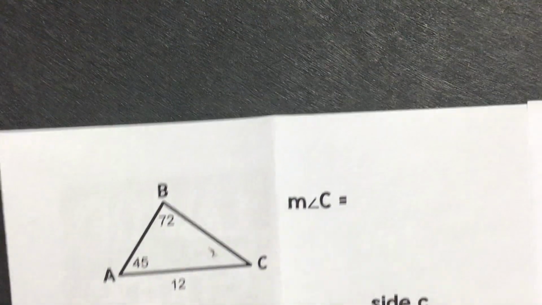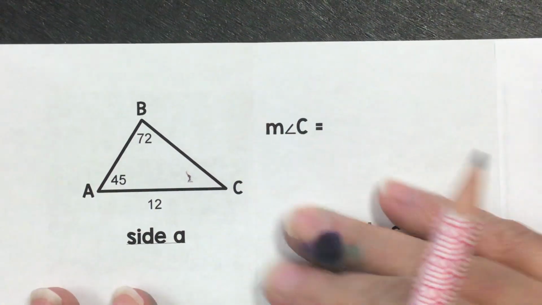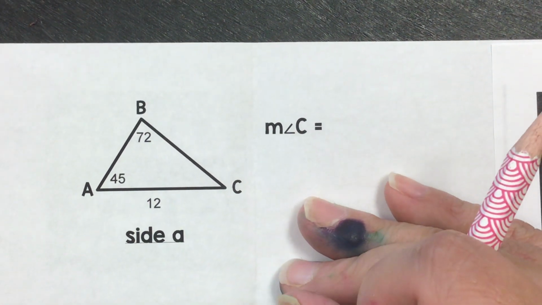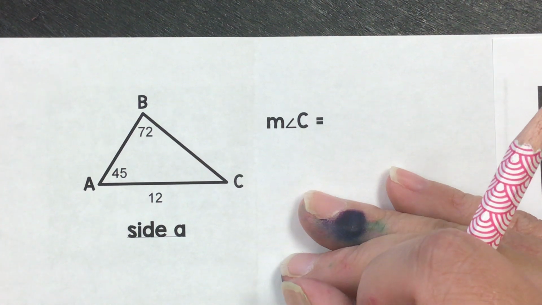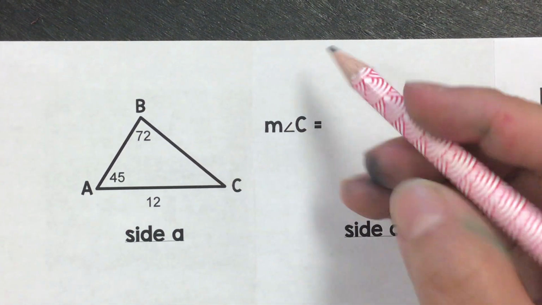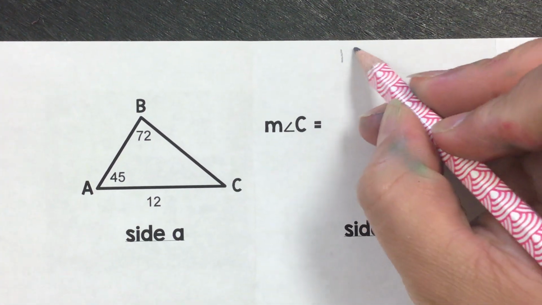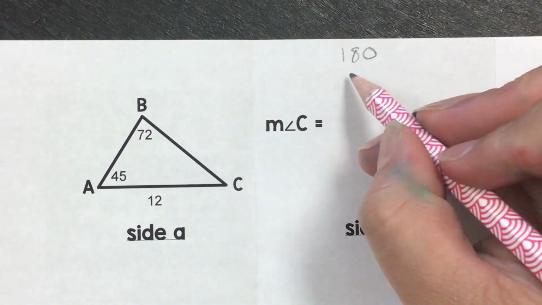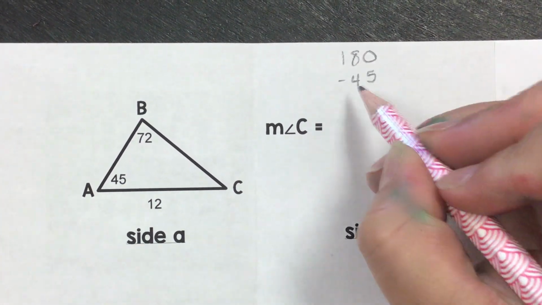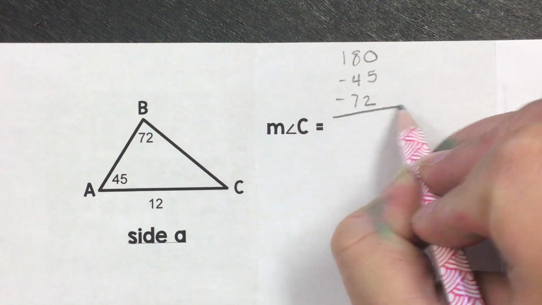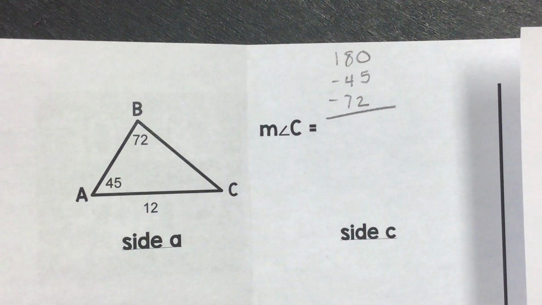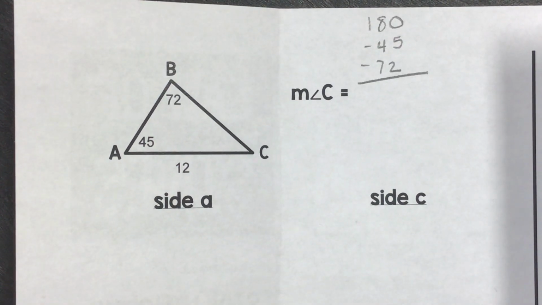Let's take a look at how to use it. Your problems will look like this. They'll give you two angles and one side. To get the third angle, all we have to do is subtract from 180, because when you add them all together, they're supposed to equal 180. And so 180 minus 45 minus 72 is 63.